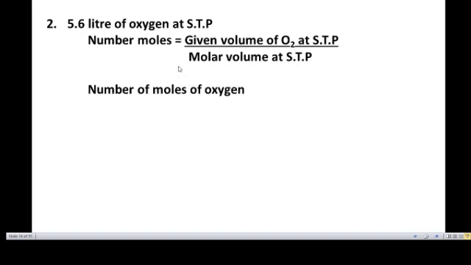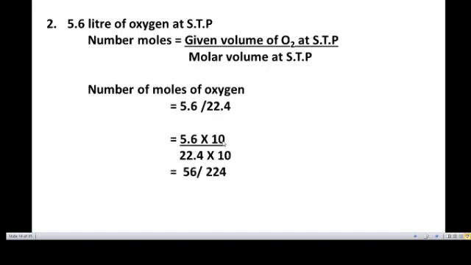Okay, number of moles of oxygen is equal to given volume of oxygen. That is, given volume is 5.6 liter. So 5.6, by molar volume at STP. This is the standard value. You know already that the molar volume of all gases at STP is 22.4. So substitute the value. Given volume of oxygen is 5.6. Molar volume at STP is equal to 22.4.